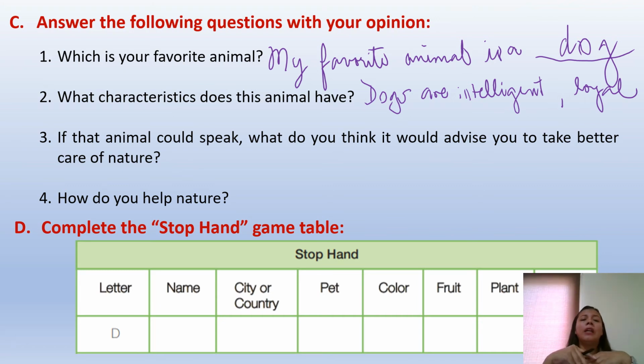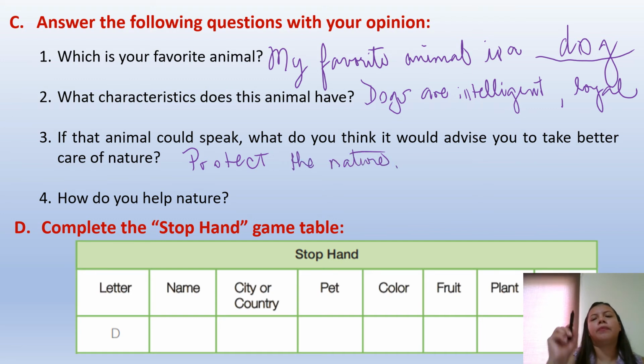Number 3, if that animal could speak, what do you think it could advise you to take better care of nature? Okay, I consider that the ducks are going to say to me, protect the nature. This would be the advice for me.